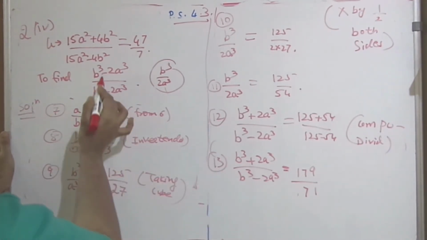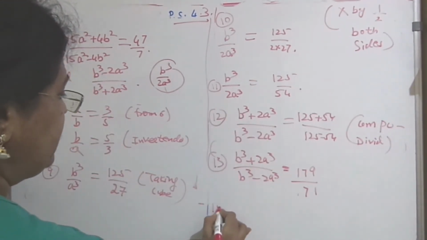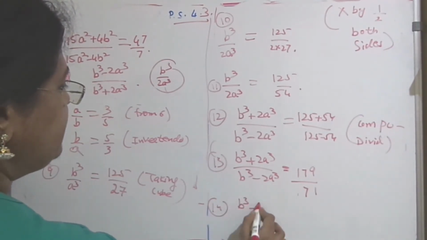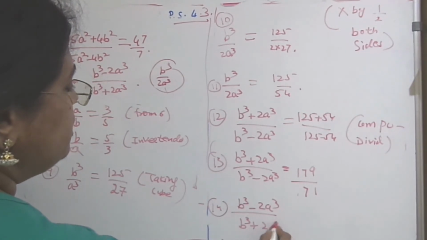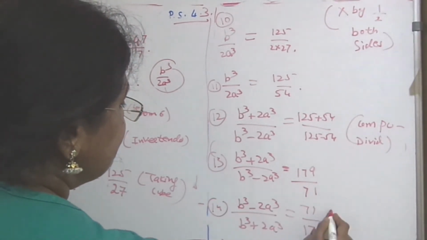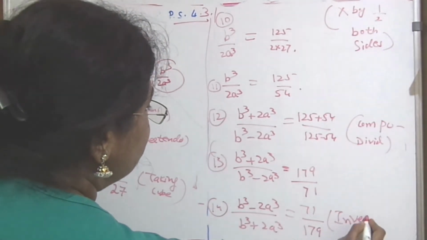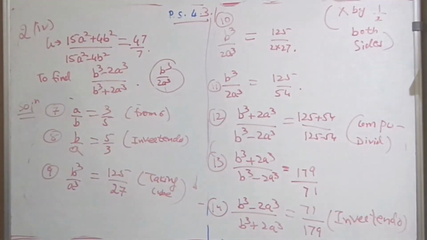So this is the answer. No, this is not the answer. You want b cube minus 2a cube upon b cube plus 2a cube. So what should you do to this ratio to get that? Invertendo. So b cube minus 2a cube upon b cube plus 2a cube is 71 upon 179. Invertendo. Got it. Now we got the answer.